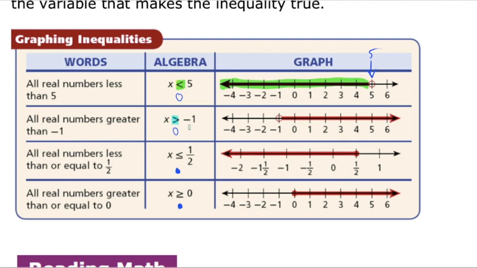We have x is greater than -1, so you can see that we have this arrow pointing to the right this time. And any number that is greater than that -1, so I'm going to the right of -1 for my answer.